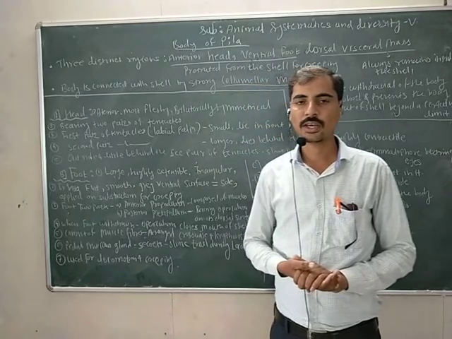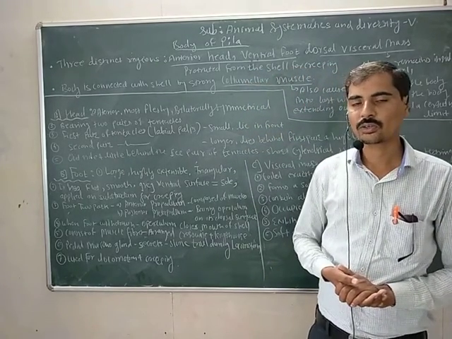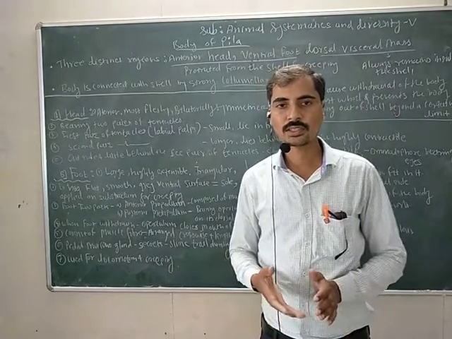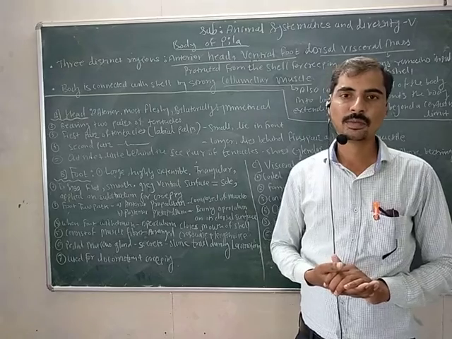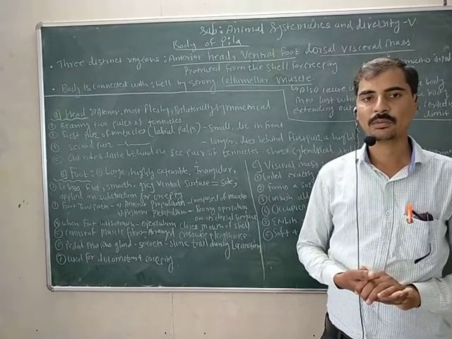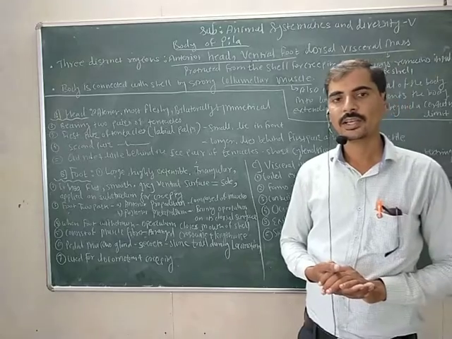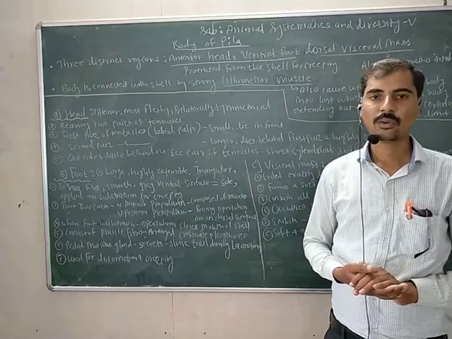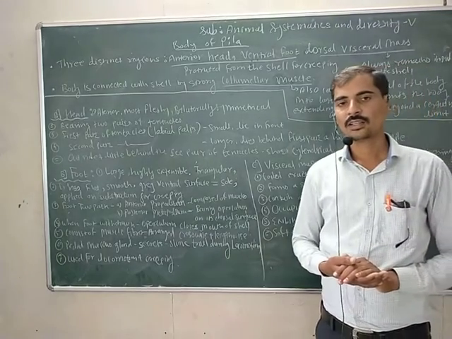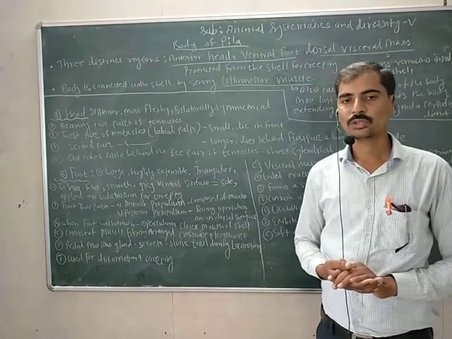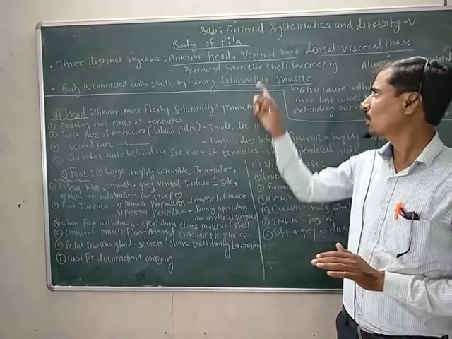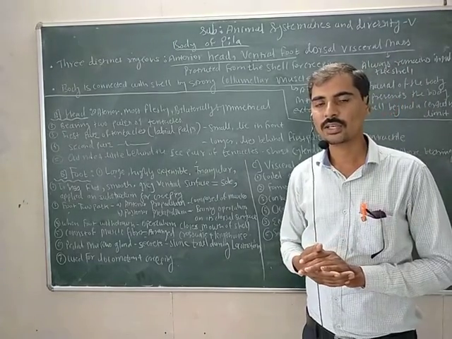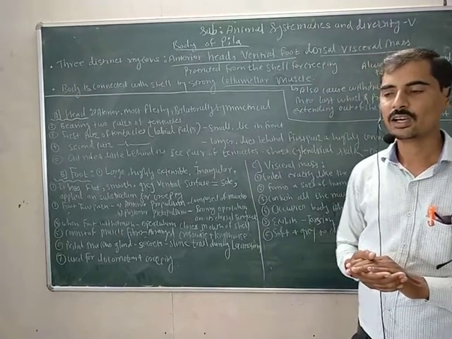Today we are going to start a new topic, and the title of the topic is to study the body of the Pila globosa. Dear students, the body of the Pila globosa is differentiated into three different parts. The anterior part is called the head, the dorsal part is called the visceral mass, and the ventral part is called the foot. The anterior head and ventral foot protrude out from the shell, while the dorsal visceral mass remains as it is inside the shell.